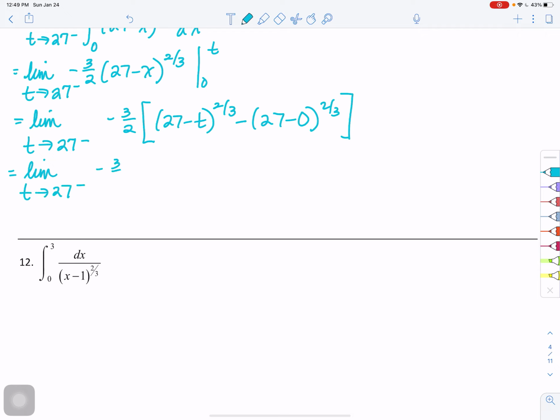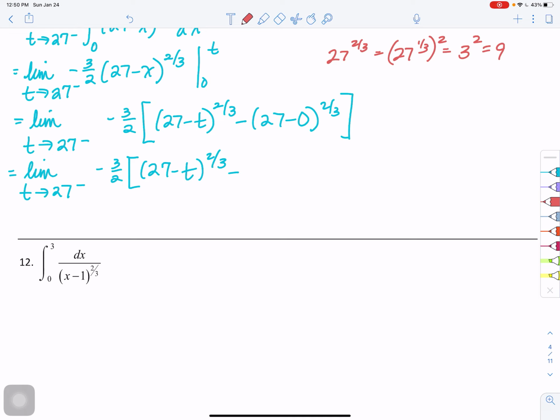And we have that negative 3/2. And we're going to evaluate this in a minute. We'll actually write above that, minus 27 to the 2/3 power. Take a look at this. We're going to go ahead and take the cube root first, and then we'll square it. And the cube root of 27 is 3, so 3 squared is 9. So that's nice to already know that that's 9, okay?